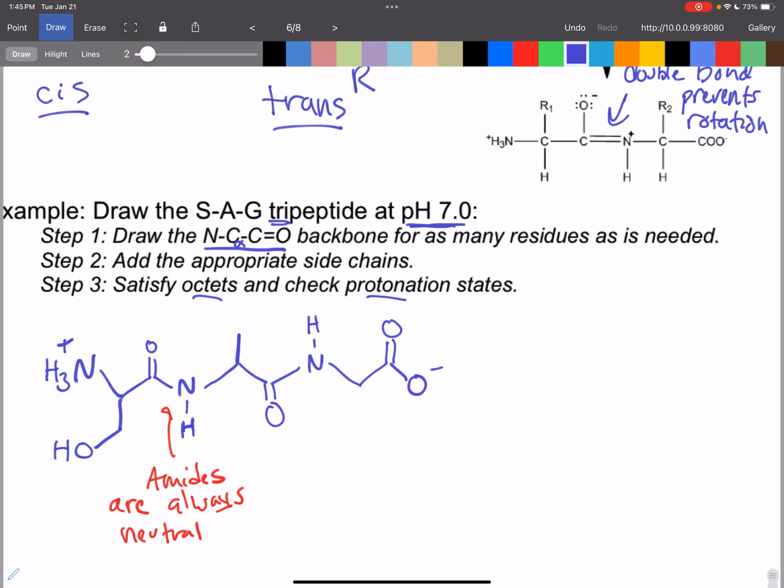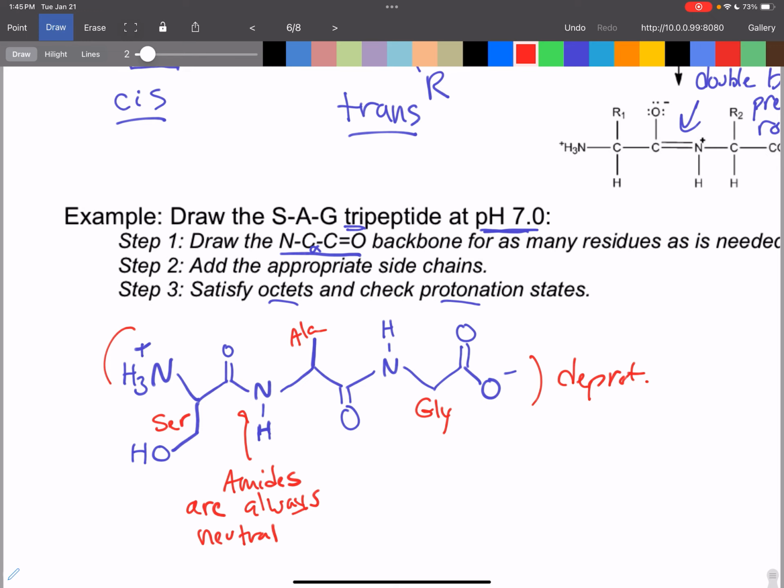So just to be clear, I'll label the side chains. So this is the serine side chain, this is the alanine side chain, and this is the glycine side chain. And just to be clear that this one is going to be deprotonated at pH 7, and then this one will be protonated at pH 7. And now we have a complete and satisfied structure of this SAG tripeptide as it would appear at pH 7.